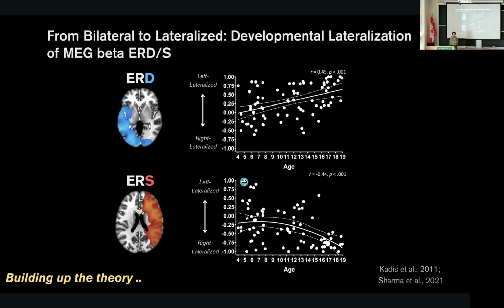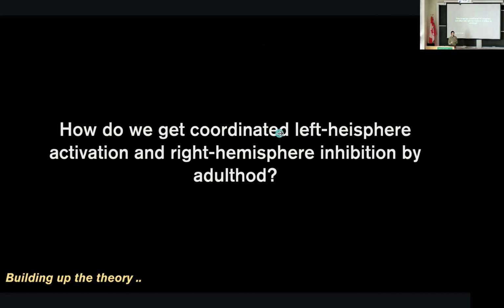And recently, we've also shown that these also map their trajectories with lateralization, with the beta ERDs becoming more left lateralized with age and beta ERS becoming more right lateralized by adulthood. And so the question becomes, how do we get this coordinated left hemisphere activation and right hemisphere inhibition by adulthood?